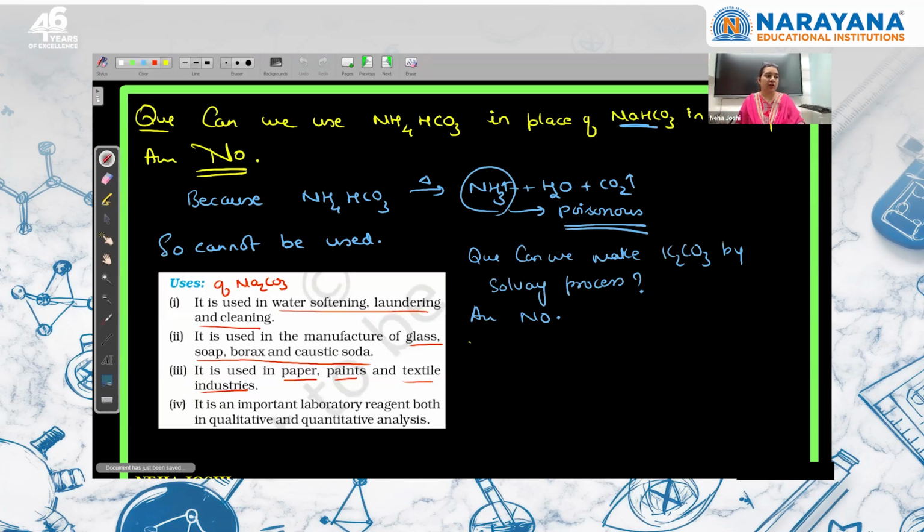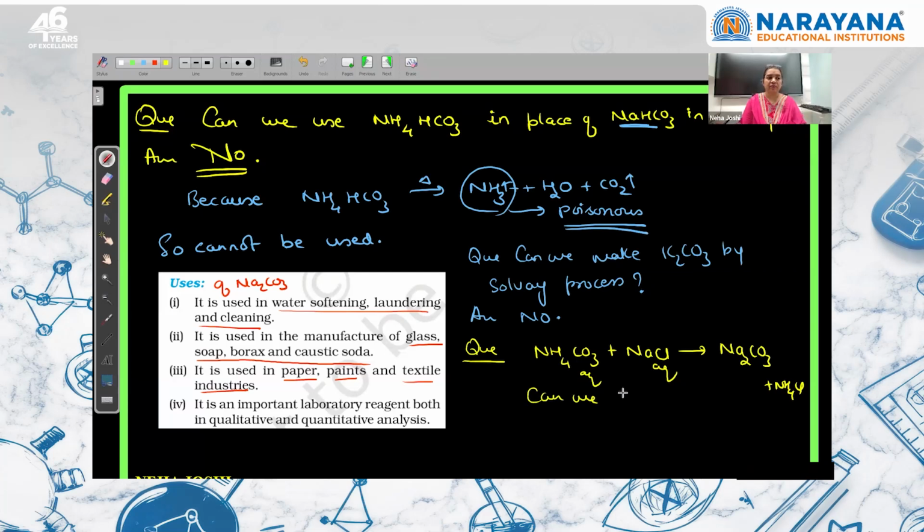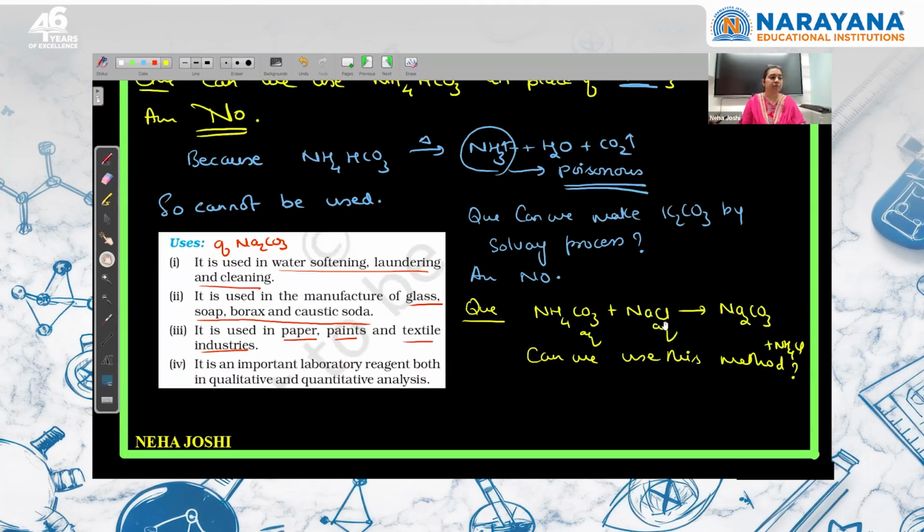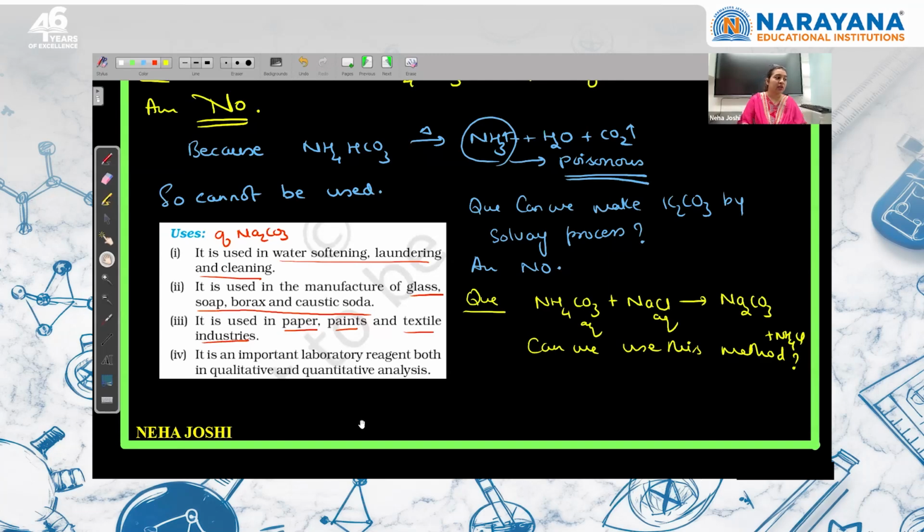One more question. What if I add ammonium carbonate and NaCl? Can I get Na2CO3 by this method? The way it was brine, directly if I had ammonium carbonate and NaCl, can we use this method? What do you say? Answer is again no. Why answer is no?